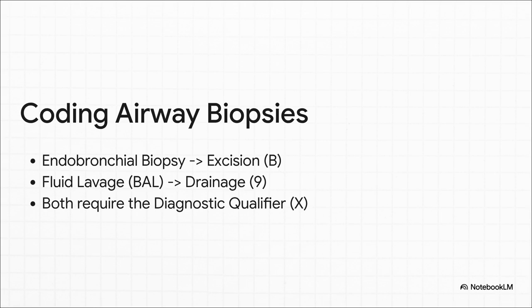However, if they perform a bronchoalveolar lavage, meaning they just wash out fluid from the bronchial tree to collect cells, we aren't cutting any tissue, right? So that's coded to the root operation drainage, character 9. And here is the golden key. Whether it's an excision or a drainage, because the intent is a biopsy, both of these require you to use the diagnostic qualifier. That's character X right there in the 7th position of your code.